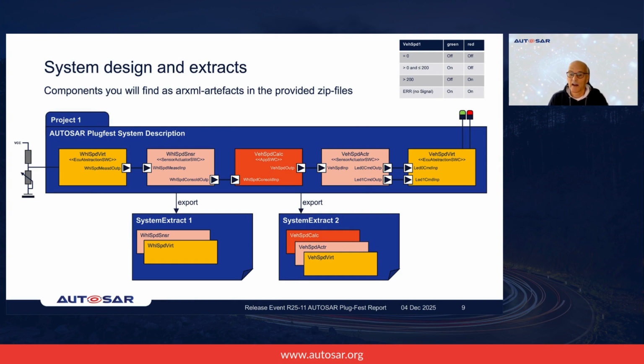So we have on the left-hand side the wheel speed detection, as you can see here, the resistor setup, a virtual driver. Then we have the speed sensor driver. We have the speed calculation. So here we are calculating the vehicle speed out of the wheel speed. And then we have, again, the actuator driver and a virtual actuator, which is finally switching the lamps, the LEDs. And out of that system description, we are generating these two system extracts.